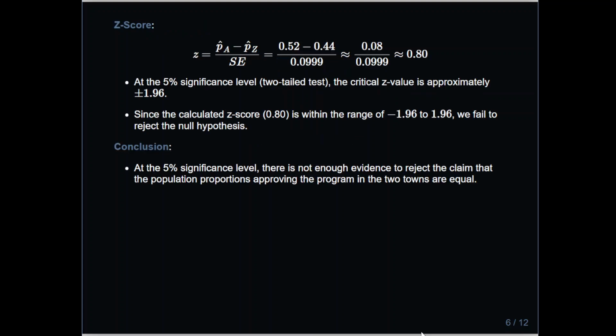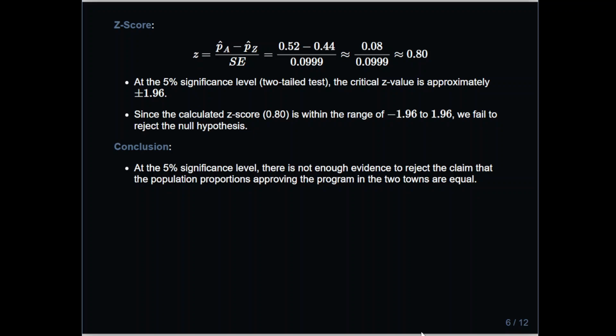Anyway, so our test statistic is calculated as the point estimate, which is the observed difference between proportions, divided by the standard error. That's just a general structure for a test statistic. So our test statistic is the difference in proportions, P hat A minus P hat Z, which is 0.52 minus 0.44, divided by the standard error. The difference in proportions is 0.08, and our standard error is 0.0999. So our test statistic is approximately 0.80.